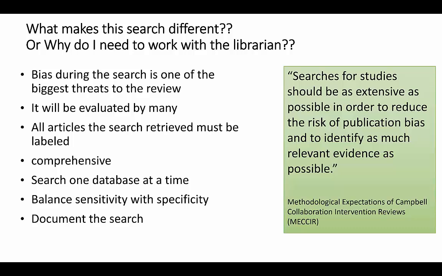So what makes this search different? I've also used this in presentations to talk about why they need to work with a librarian. Bias during the search is one of the biggest threats to a review as far as bias goes in the process. It will be evaluated by many people, of course. All the articles in the search that are retrieved must be labeled, and this is something that's really new for them. They've never had to do that before. They just picked what they wanted, and that was that. The search needs to be comprehensive.